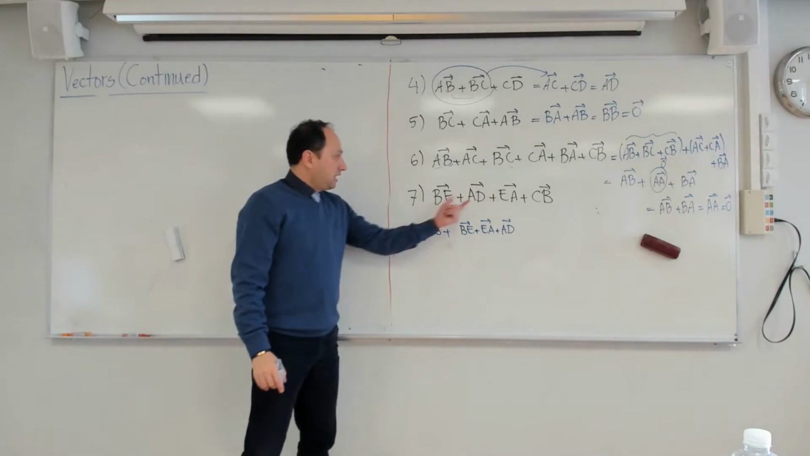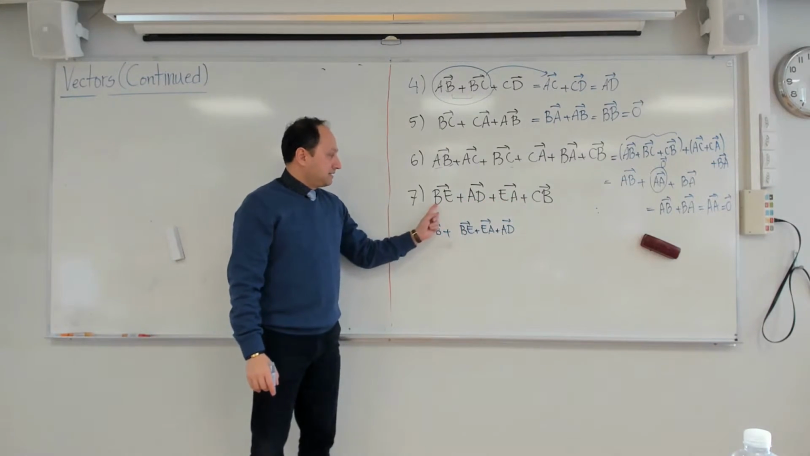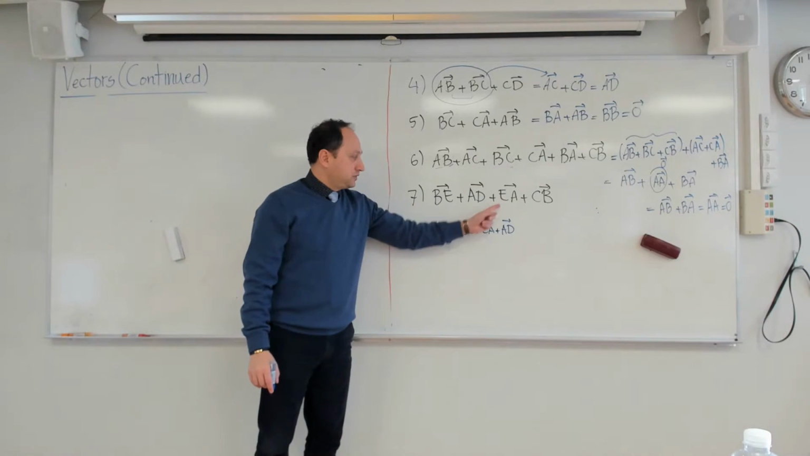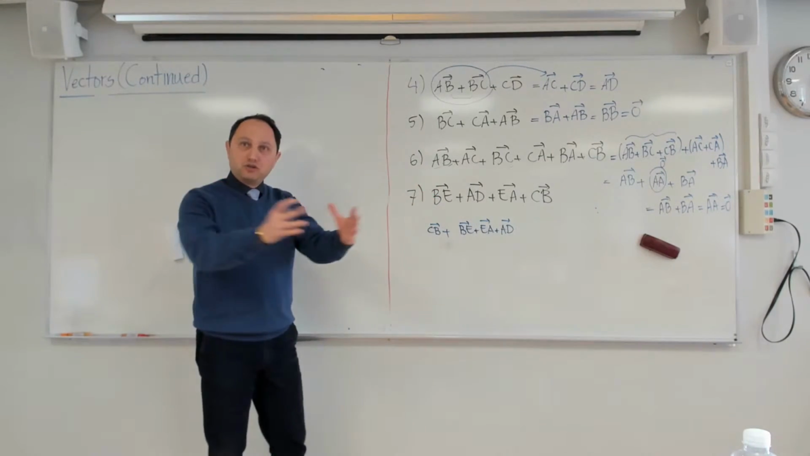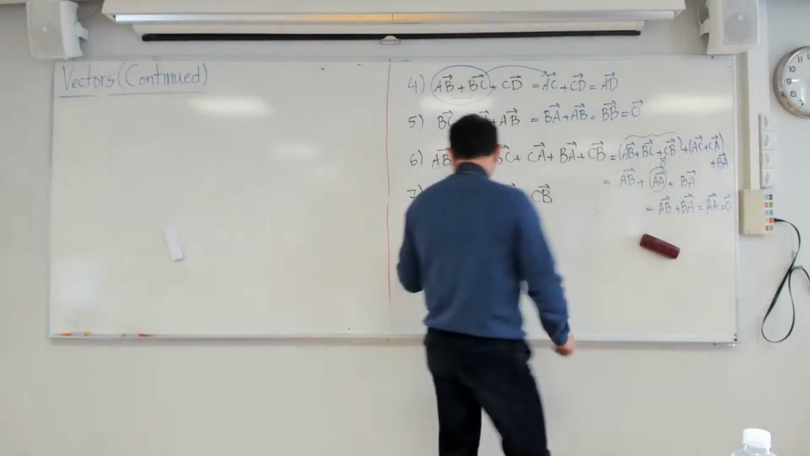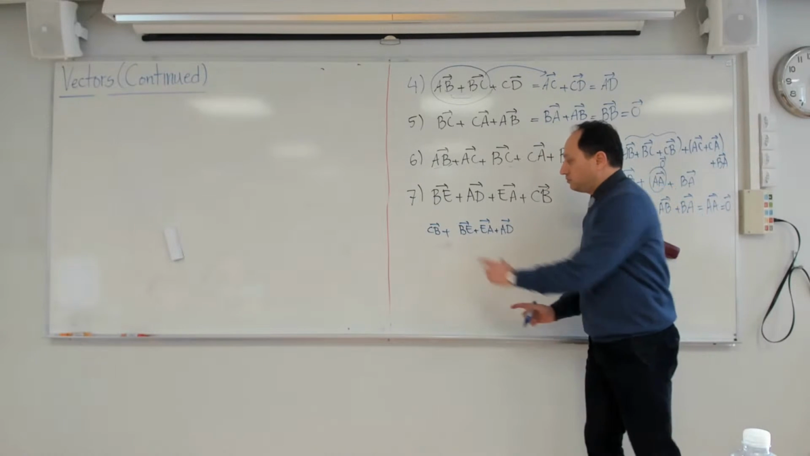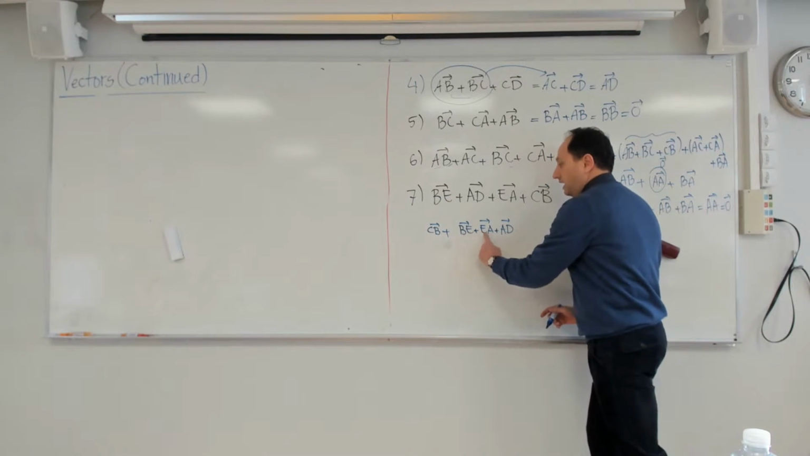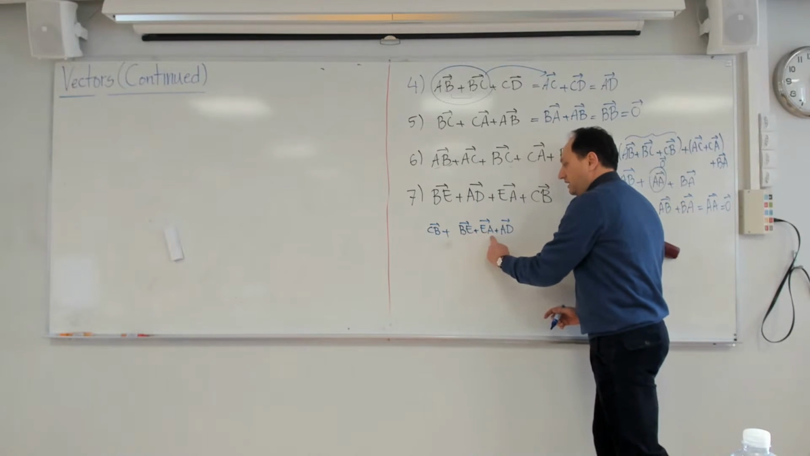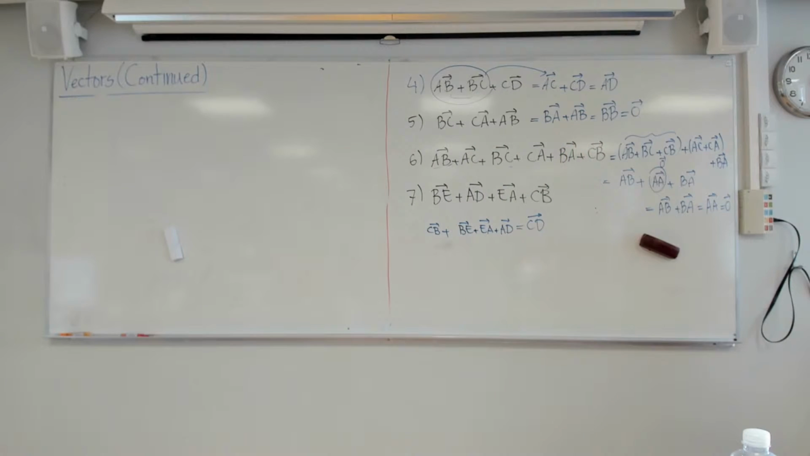I put CB first, and then I put BE, then I put EA, then I put AD. Yes? Now everything can be collapsed into one single term, yes? Because B and B are the middle letters, they are the same, I can cancel, it becomes CE. E and E are the same, it becomes CA. A and A are the same, it becomes CD.